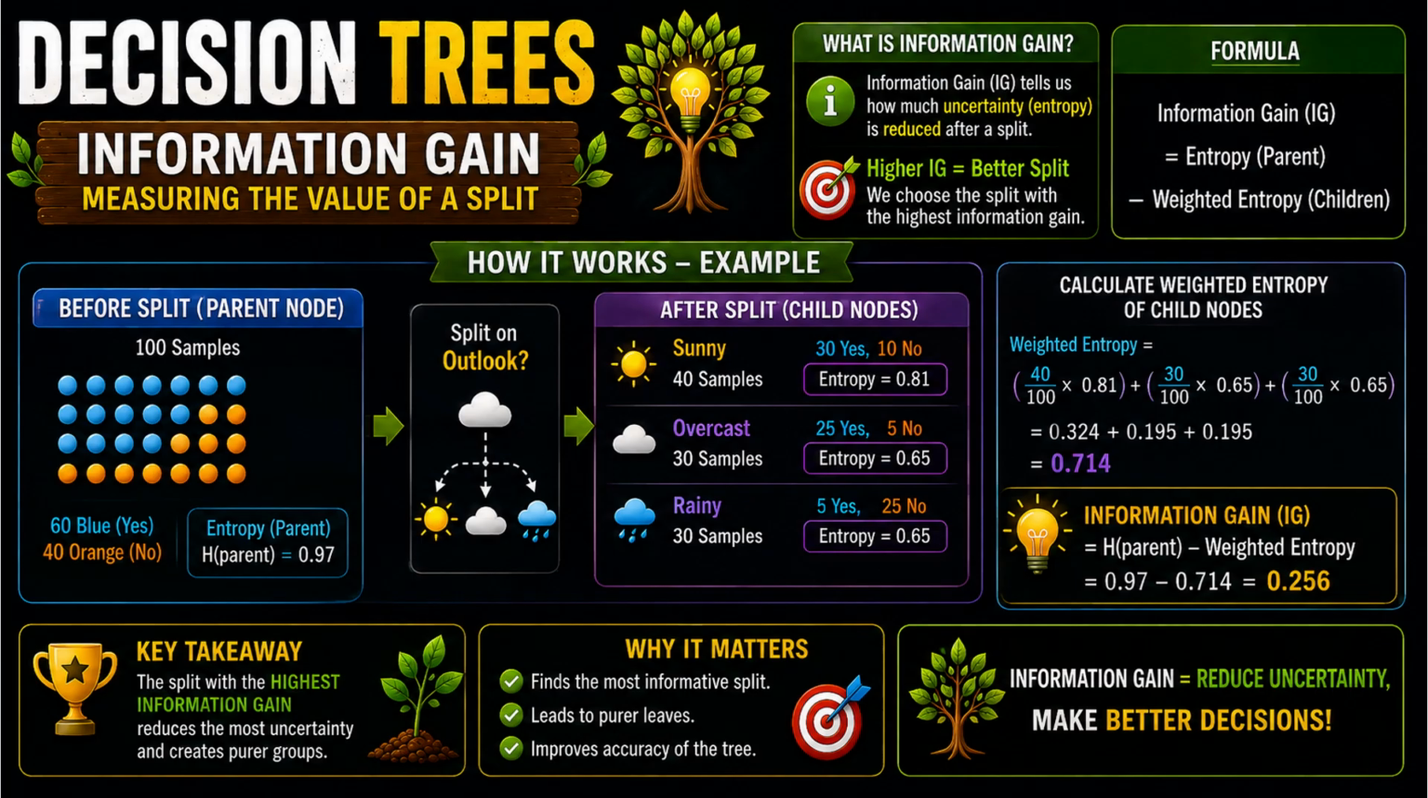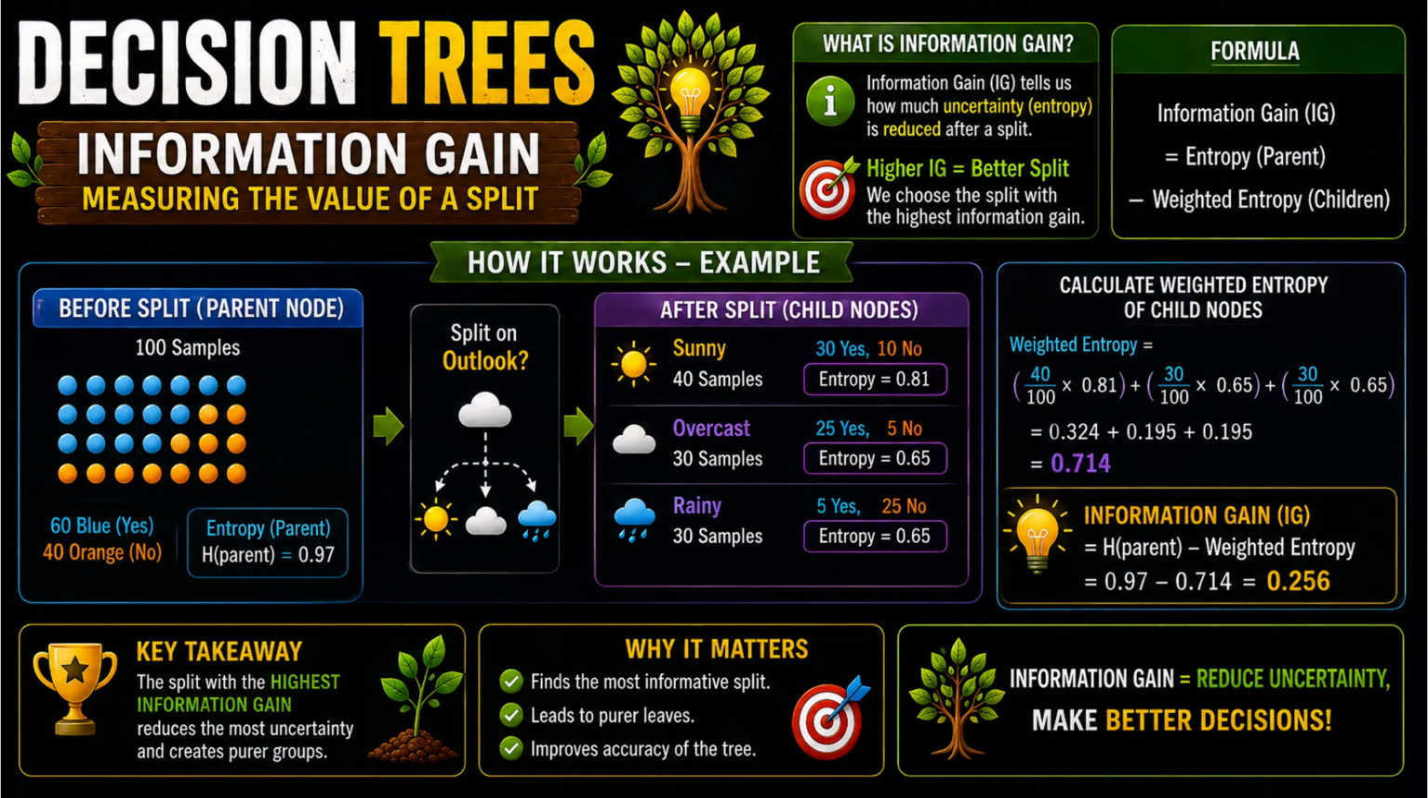So before split, the parent node is like this. After split, it will be like this. Here the entropy of the parent is 0.97. That is where we've used the previous slide formula. How it works? After the split, you have Sunny and these three. So Sunny has 3 yes and 1 no, so the entropy is 0.81, overcast and so on.